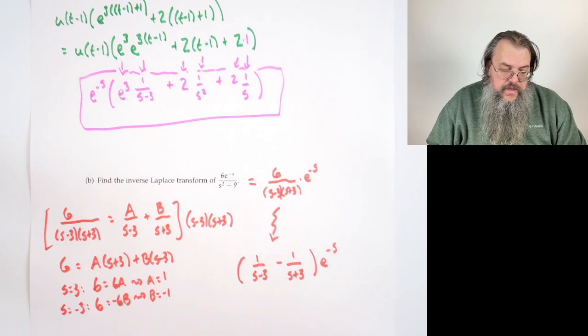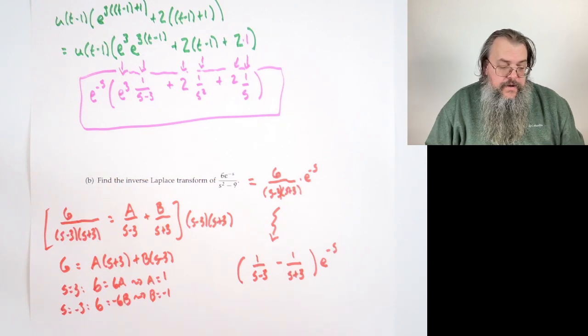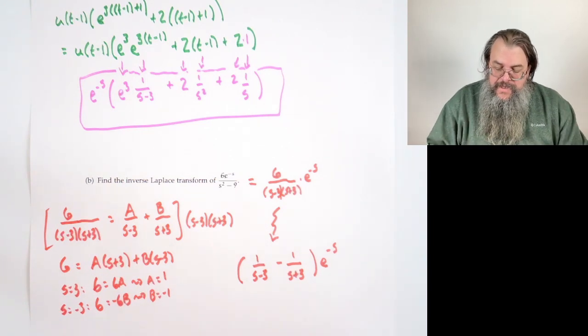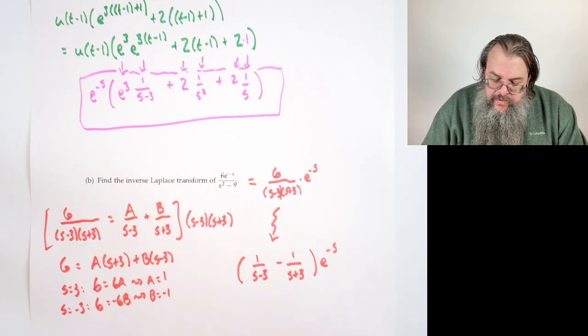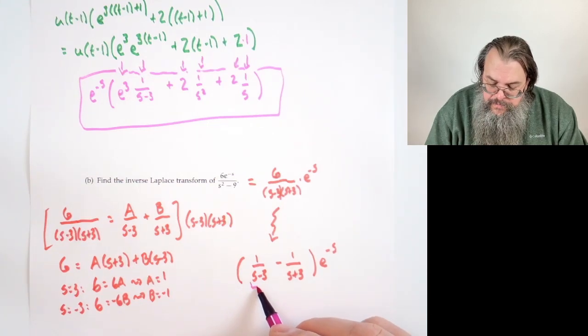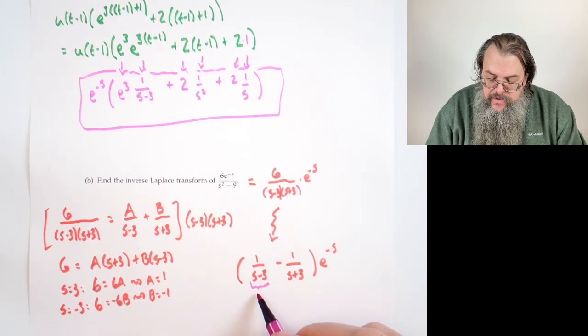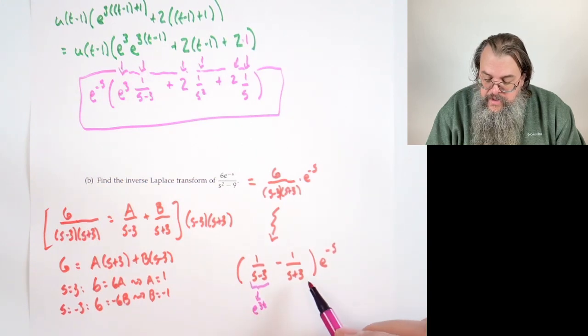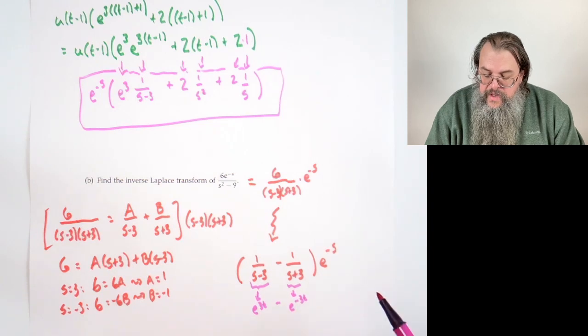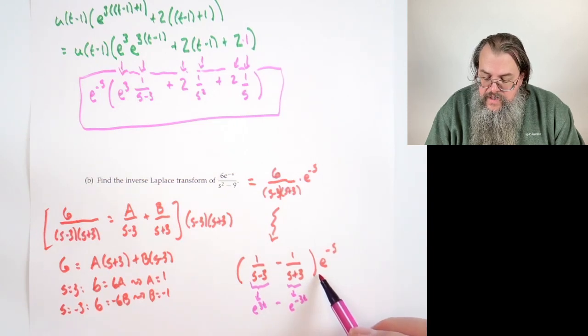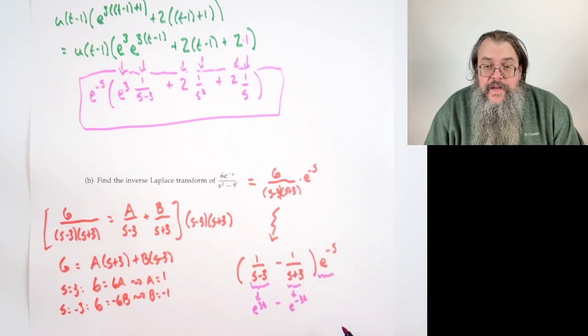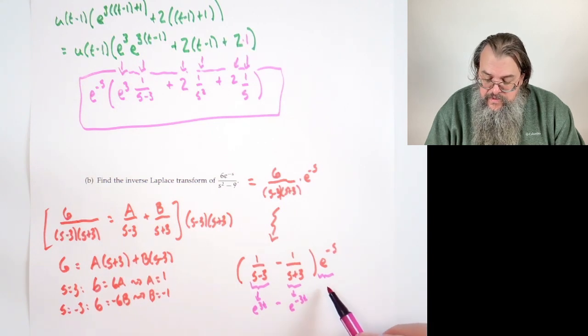Now, we get the following pieces, we go through this one piece at a time. 1 over s minus 3 normally goes to e to the 3t, so we're going to write that down. Then we have 1 over s plus 3, which would normally go to e to the minus 3t. And then we have this e to the minus s. Now, what does this do?